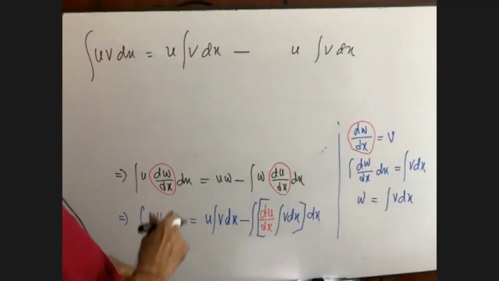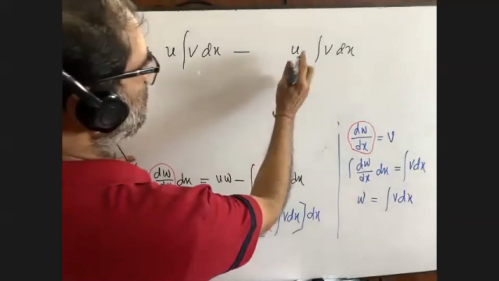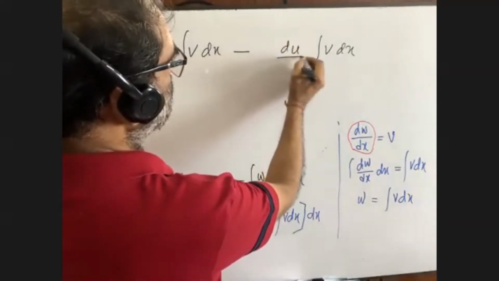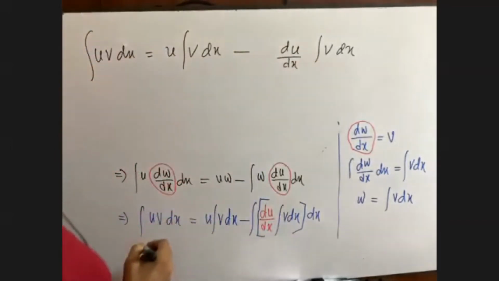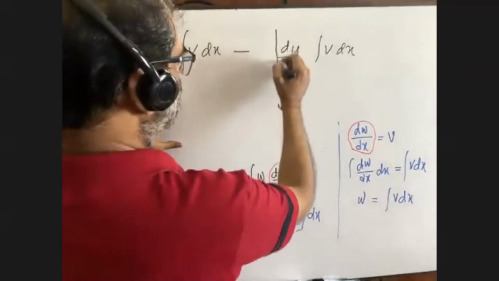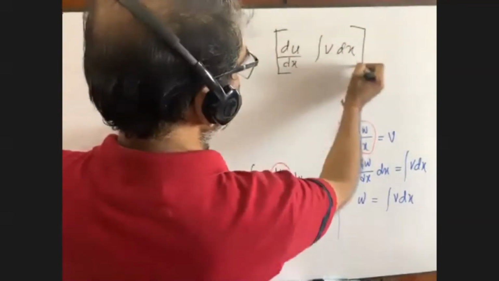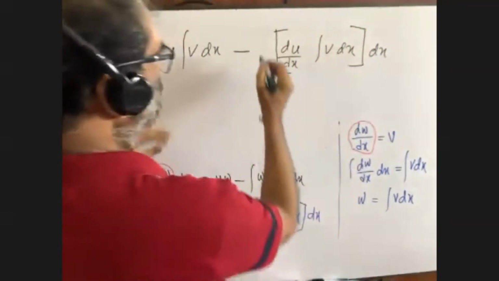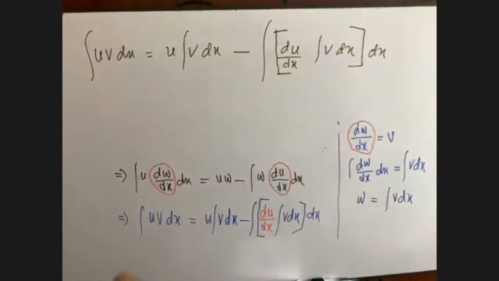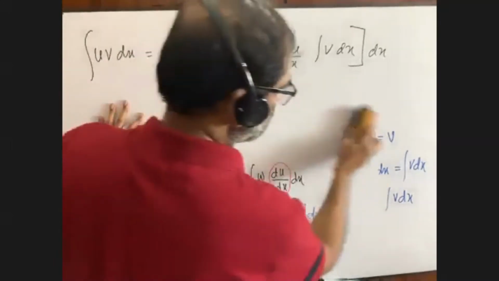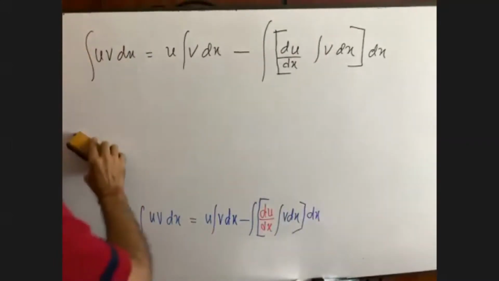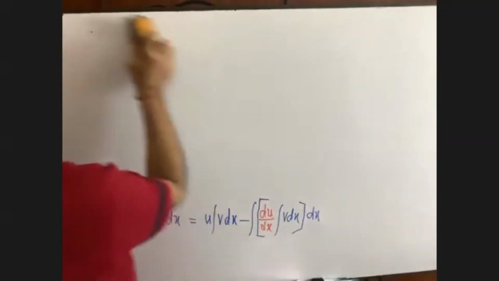Then this u will be differentiated here, so this is du by dx. Now give a bracket here. This is dx, and then the integration sign on the outside. This is the way to remember this formula. Please try to understand. After doing one or two maths, you will come to know everything.